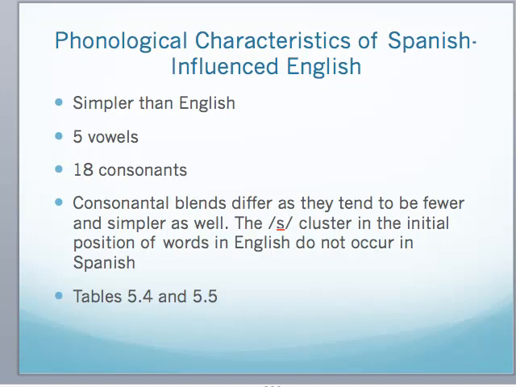What you'll also notice is that the S cluster that you might see in the English language does not occur in Spanish. So for example, we might say school, you'll hear the sk, but in Spanish you would hear escuela. If you take a look at tables 5.4 and 5.5 in your textbook, you'll see the language differences for children in Hispanic backgrounds.